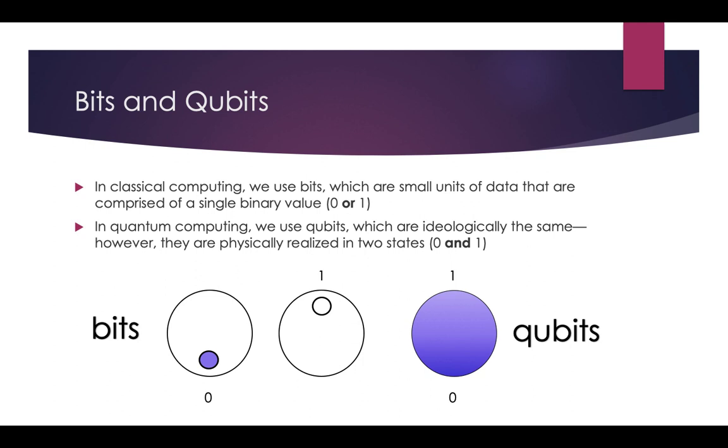Now that we have that out of the way, we can get into bits and qubits. In classical computing, we use bits, which are small units of data that are comprised of a single binary value, 0 or 1. A quantum computer, on the other hand, maintains a sequence of qubits, which can represent a 1, a 0, or any quantum superposition of those two qubit states. They're ideologically the same, however, they are 0 and 1, not 0 or 1.